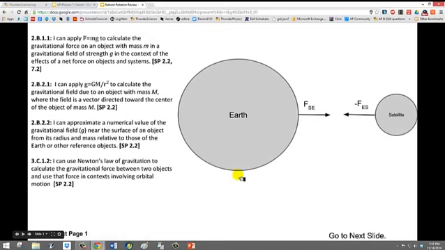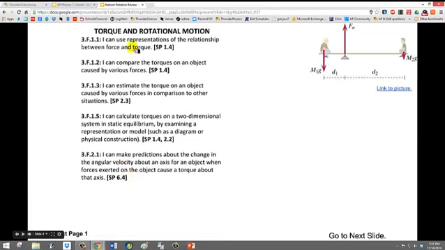Okay, so if you need to pause the video, these are 4 of the learning objectives that I'm going to be focusing on as far as the multiple choice test. Here are 5 more learning objectives. So again, pause the video if you want to read those.